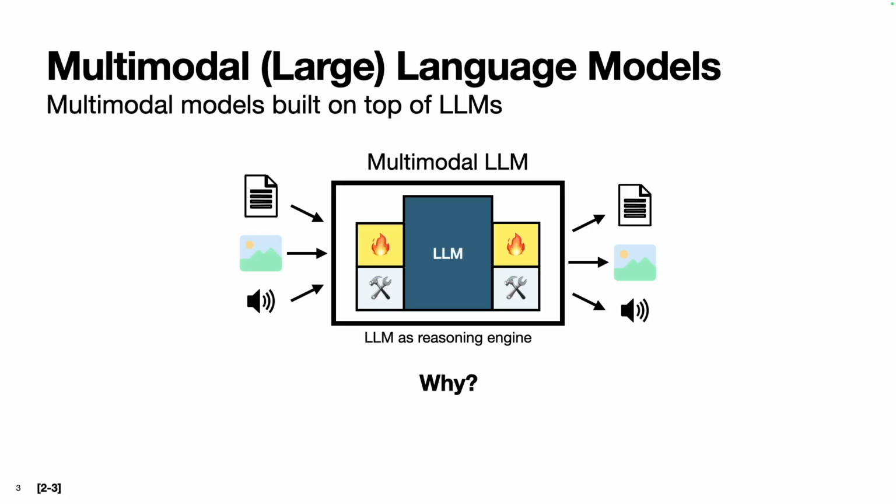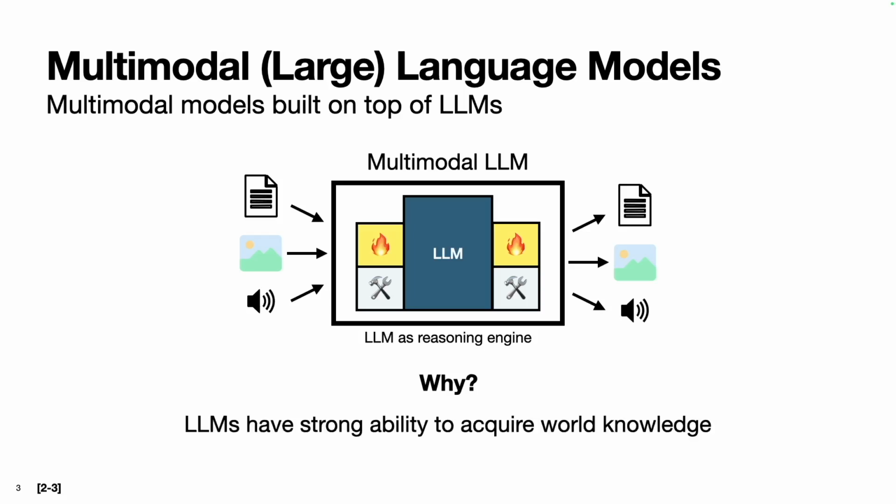Aren't these optimized specifically for text? Well, there are a couple reasons why we might want to do this. One, LLMs have demonstrated a strong ability to acquire world knowledge, meaning that through the model's pre-training, it learns a lot about the world, and it also learns a lot about concepts which we might not initially associate with text.